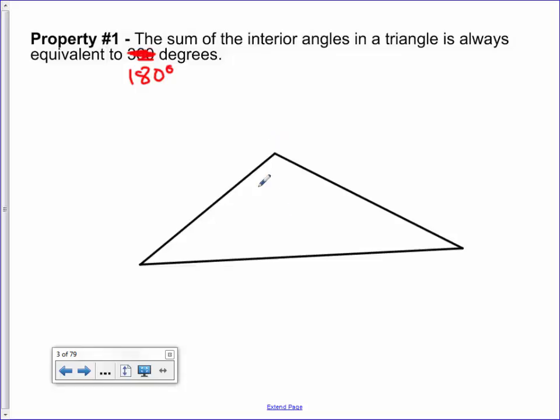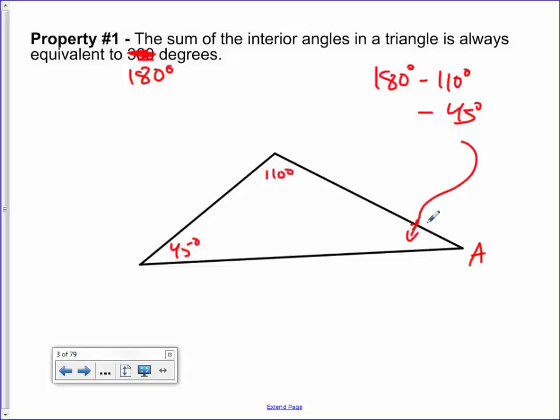Let me give you an example. Let's say that this right here was 110 degrees and that this was 45 degrees. If I asked you for angle A, you should be able to solve for angle A then. What would you do? Sure, that'll work. Something like 180 minus 110 minus 45, that's going to be what angle A is. And I'm guessing that's probably something you guys have done at some point in your math careers. So, just do some basic math here. 180 minus 110 minus 45. I got 25.